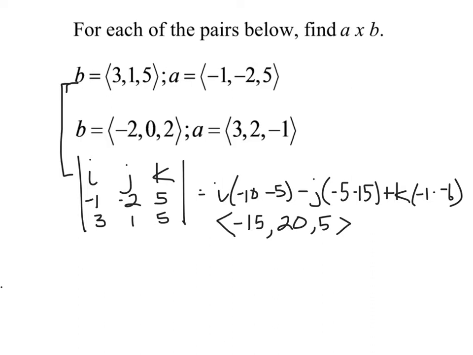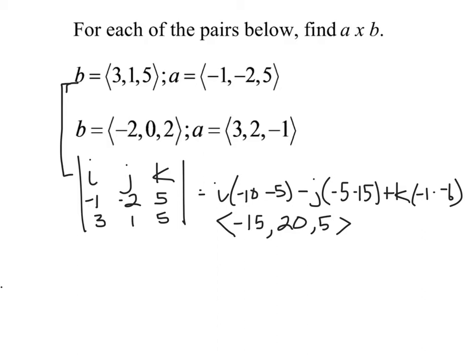If we reverse the two, and maybe in the interest of time I won't, but if we reverse the two and actually did B cross A, all of these would just be the opposite sign because we would have switched our subtraction, so it would have been -5 minus -10, which would be positive 15. 15 minus -5, but with the negative out front would be negative, and -6 minus -1 would be -5. So if we had done B cross A, they would simply be the opposite.